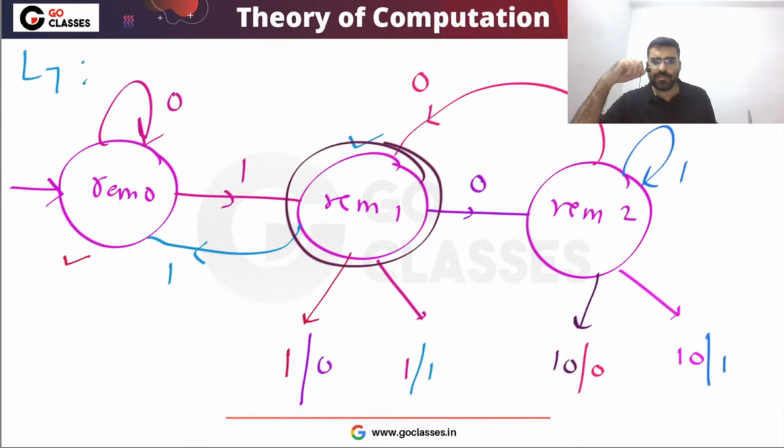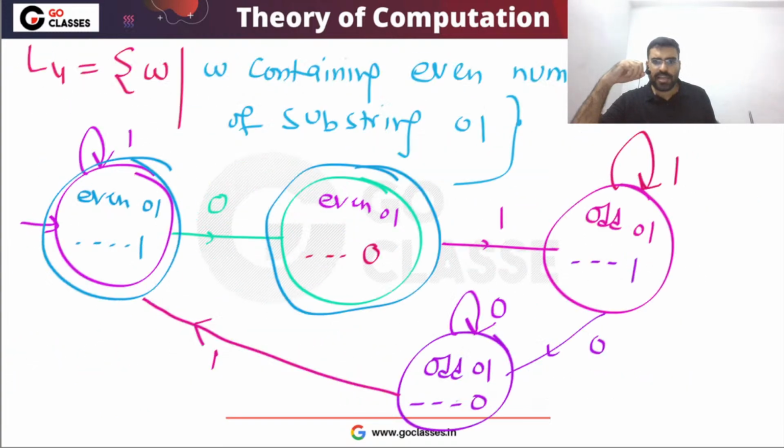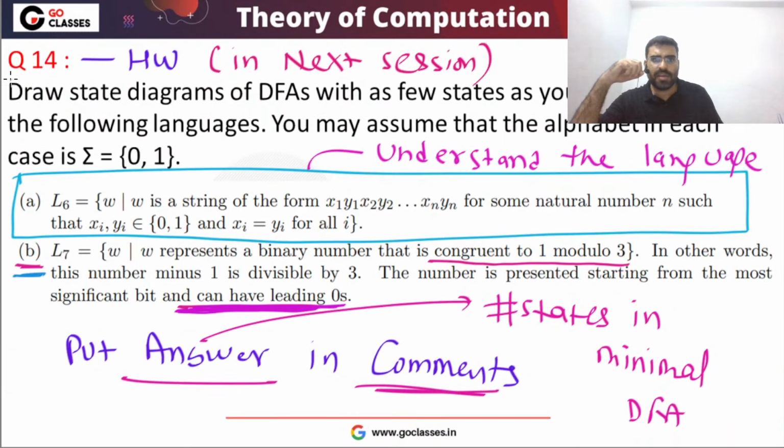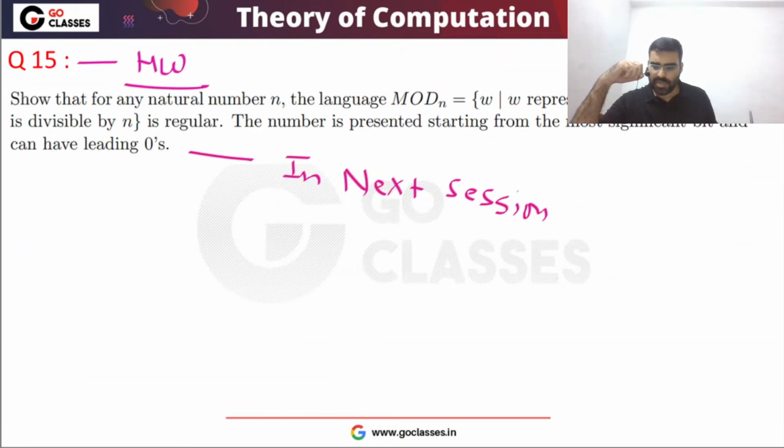This is a very simple question. Actually, this is a decimal divisibility language, and we have seen this type of question many times. Anyway, this is your L6 and L7, question number 14. We have seen L6, L7, and a variation of L6. Both of these are regular languages because you can create a DFA for them. Anyone has any doubt in this L6 L7? Yuvraj, any doubt?